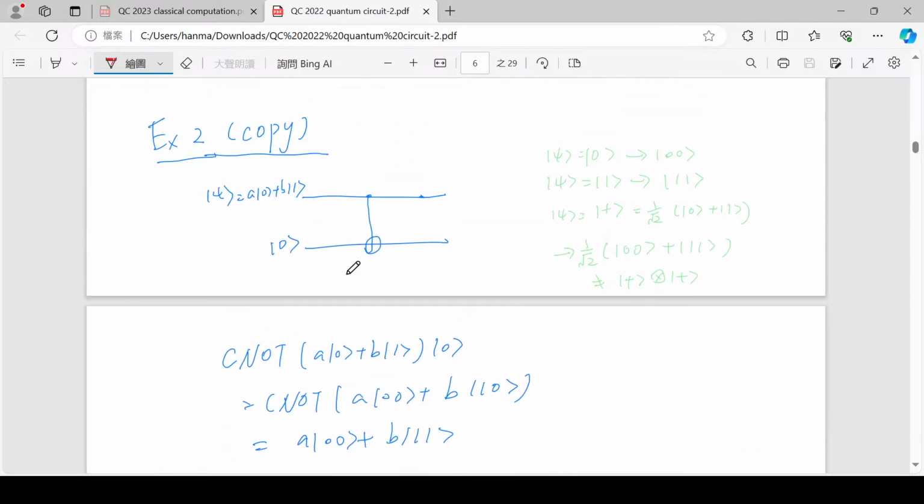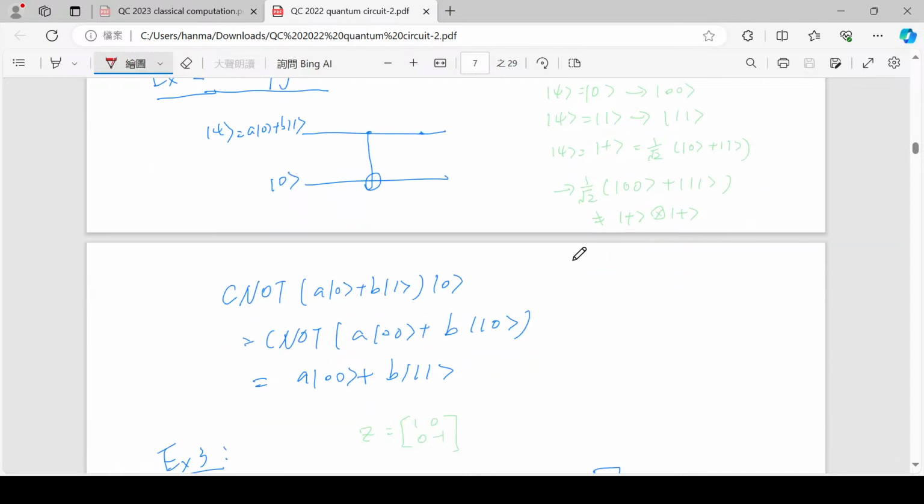And in particular, as we say, this is not copying for a general quantum state because we know cloning is not possible. So if you have the input state plus, so 1 over square root 2 of 0 plus 1, the output state will be 1 over square root 2 of 00 plus 11, and you see this is a very entangled state. This is an EPR pair. So yeah, this is how you create an EPR pair. You have a plus and a 0, and you apply the CNOT, then you get an EPR pair. And as we said, this is not a plus tensor plus state.